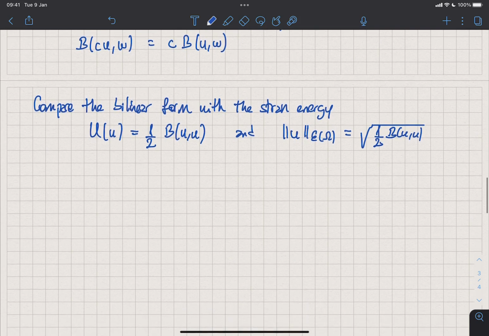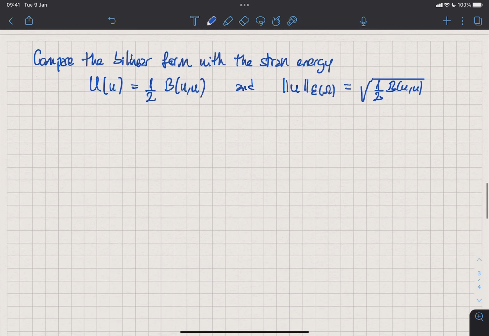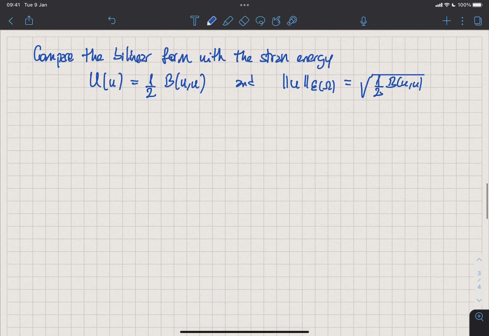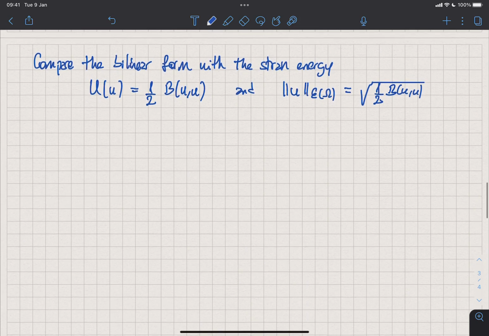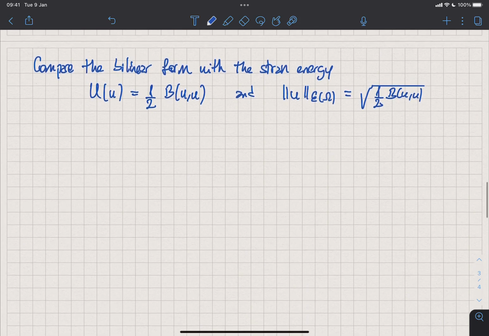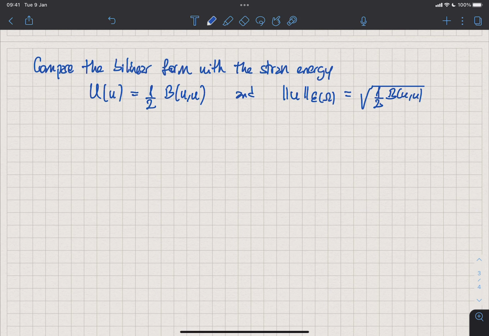Okay, and there is one little thing that we have to consider one more time, and it's what happens when I have a non-homogeneous essential boundary condition. So who knows what that is? A non-homogeneous essential boundary condition. No one?